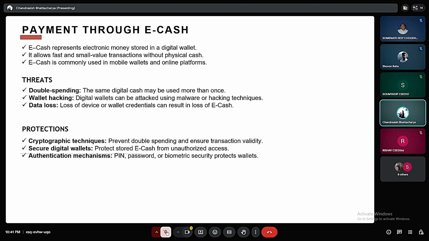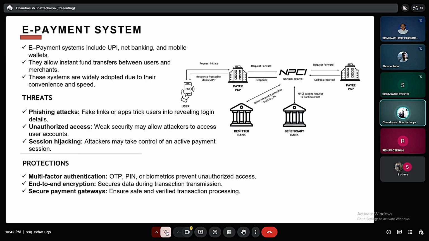Now to protect from the threats, there are cryptographic techniques that prevent double spending and ensure transaction validity. Protect stored e-cash from unauthorized access by using a secure digital wallet. Authentication mechanisms such as PIN, password, or biometric security protect the wallet. The next slide will be presented by my fellow teammate Rishabh Gupta.